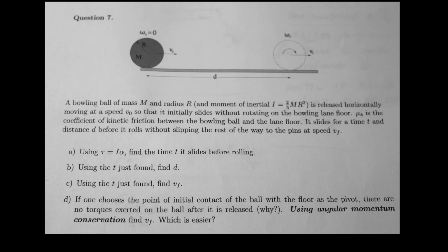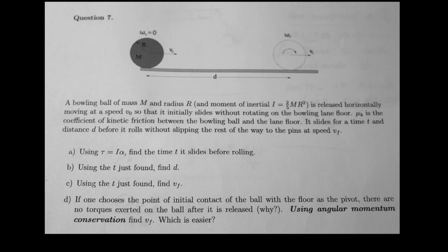So here is that classic bowling ball problem. Got a bowling ball of mass m and a radius r. It's tossed with a horizontal velocity onto a bowling lane and has no spin initially. The bowling lane has a coefficient of kinetic friction, and so there's a kinetic frictional force. And eventually, down the lane, some distance d, after some time t, the bowling ball is rolling without slipping.